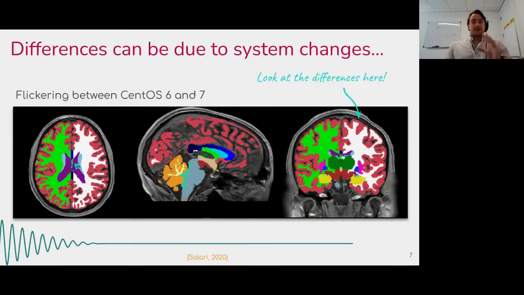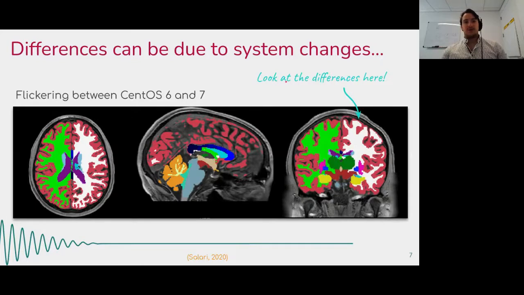So what you can see here in this flickering are different segmentations of a brain. And the only difference between these two images that we're flickering between is whether or not the segmentations were generated on a system running CentOS 6 or one running CentOS 7.